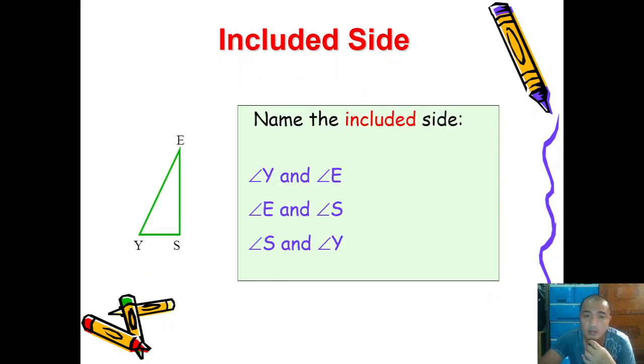Name the included side. Angle Y and angle E. Answer? Segment YE. What is the included side of angle E and angle S? Segment ES, correct? What is the included side of angle S and angle Y? Segment SY.